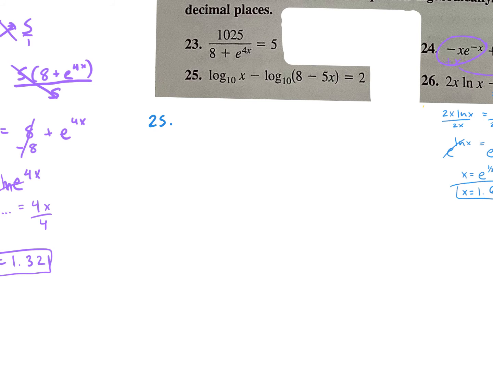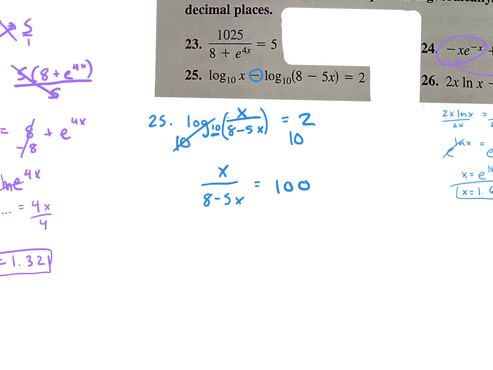So I want to condense this to 1 log, that way I can cancel it out. So I have the log base 10 of x. Since I'm subtracting, that means I have to divide. So this should be an x up top. So it'll be x divided by 8 minus 5x is equal to 2. So make my big base 10 on both sides, so this will cancel. So you make the big base whatever your little base is there, that way it'll cancel. So you have x over 8 minus 5x is equal to 100.